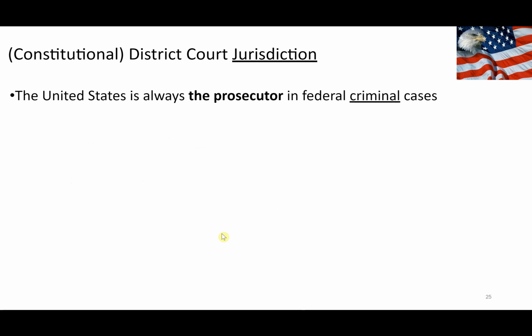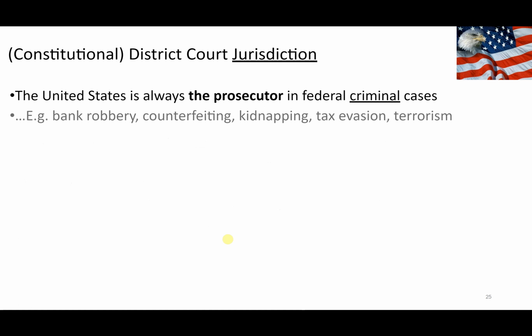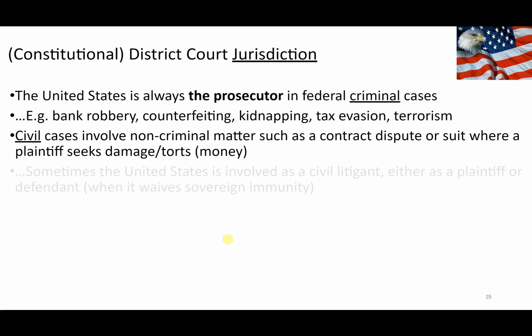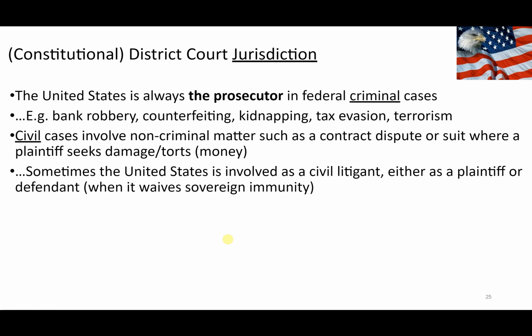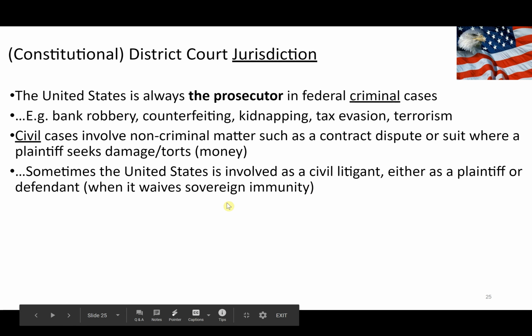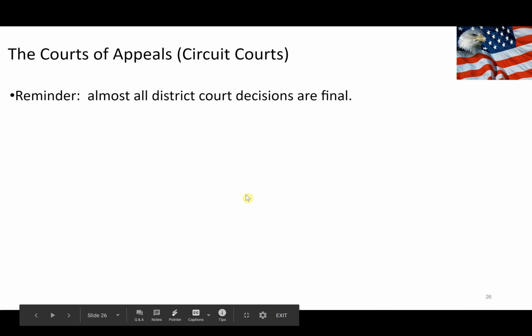So the United States is always the prosecutor in federal criminal cases. For example, bank robbery, counterfeiting, kidnapping, tax evasion, and terrorism. Civil cases involve non-criminal matters such as a contract dispute or a suit where a plaintiff seeks damages or torts, money essentially. Sometimes the United States is involved in this as a civil litigant, either as a plaintiff or defendant, when it waives sovereign immunity. Basically, sovereign immunity says you can't sue the United States government without its consent.